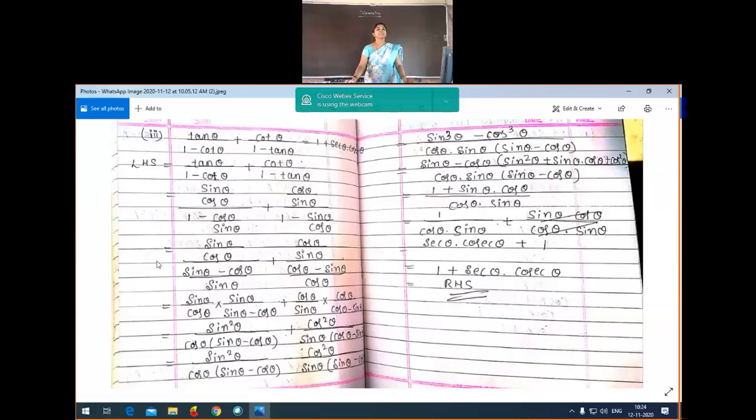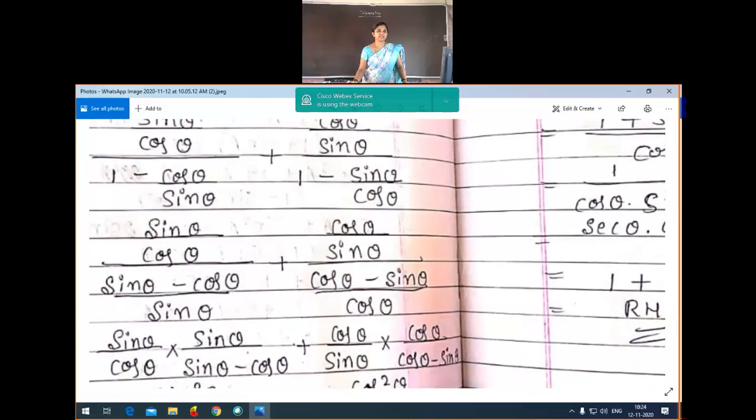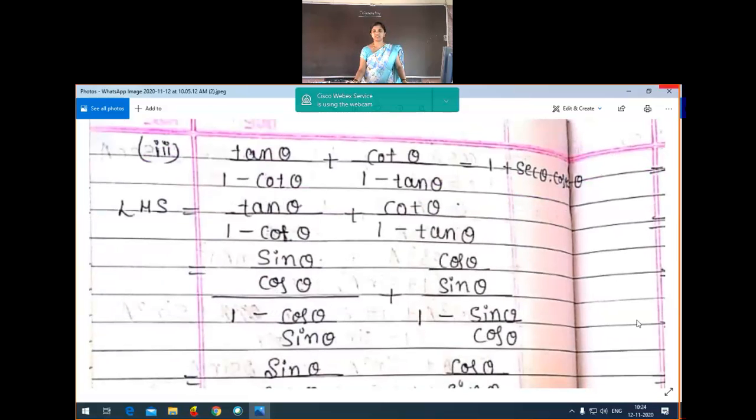Okay. So first step, let us see this side first. Then we'll continue this side. Okay. Second question is tan theta divided by 1 minus cot theta.